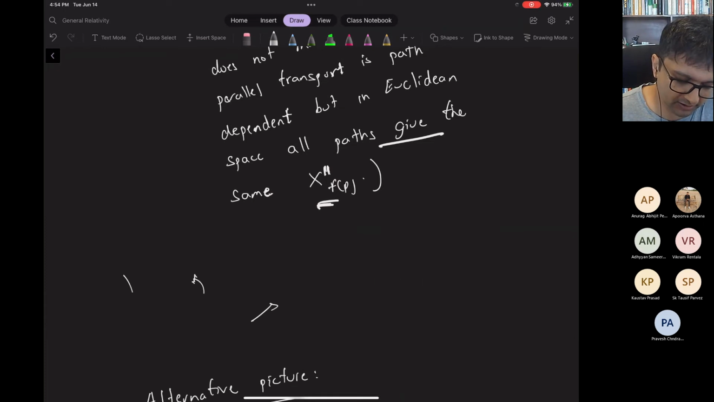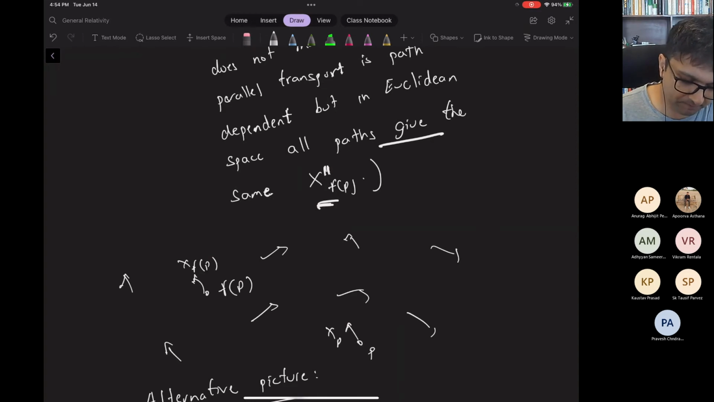Imagine the set of vectors. This is some vector field on the paper. Now I have a point P with some vector, and I rotate it. So this gives me X_p, this gives me X of f(p). Now what we do is we rotate the paper, so that this point P reaches this point f(p).